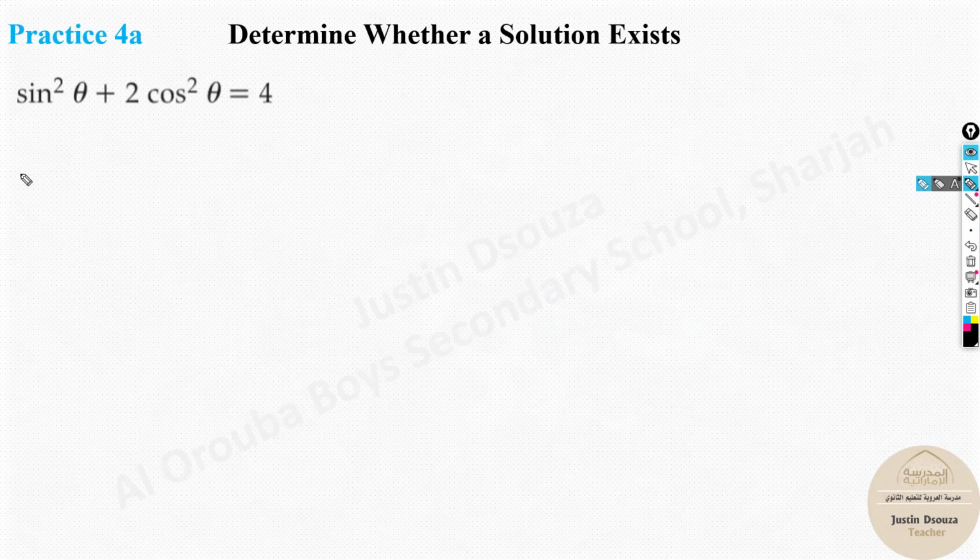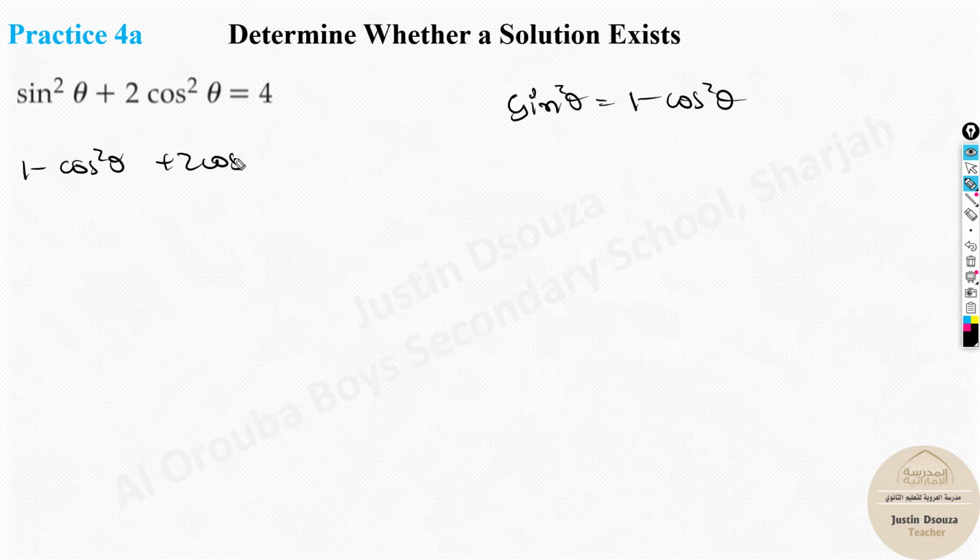Let's practice a few problems. Now looking at this problem, I realize if I manipulate this and get it into cos, I can cancel over here, right? Just now we did, what was it? Sine square theta equals 1 minus cos square theta, isn't it? So I will use the same thing. Instead of sine square theta, I'll write 1 minus cos square theta plus 2 cos square theta equals 4. Now take this 1 to the other side, it will be 4 minus 1.